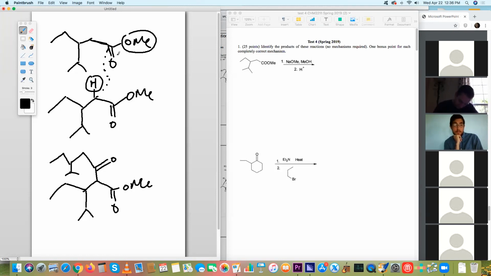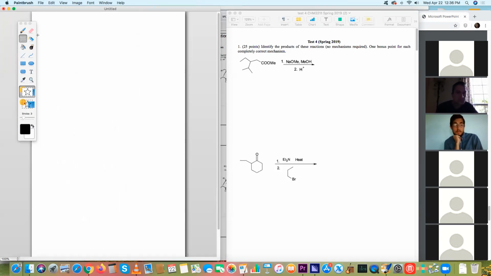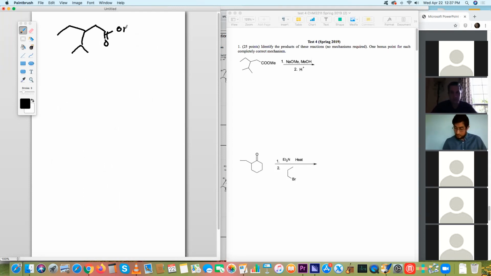I'll show you an example of a cross Claisen, because on the test you won't get both. You'll get one or the other, but I'll show you a cross Claisen as well, just for kicks. So what I'll do is I'll do pretty much the same reactant here, and I'll react it with, say, this ester.